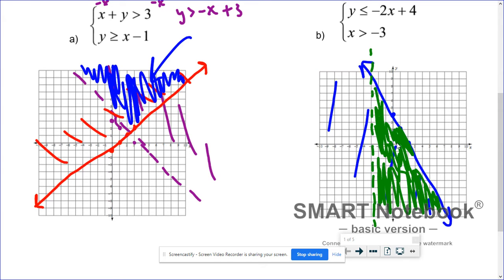So again, that's your solution region. Any ordered pair in that region would work for both inequalities. Anything outside of it is going to not work for at least one.